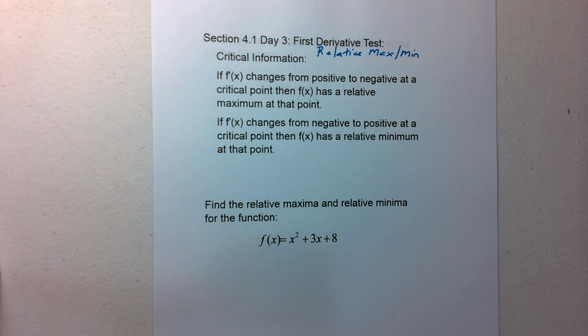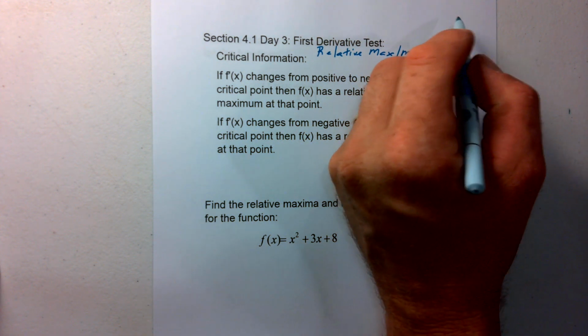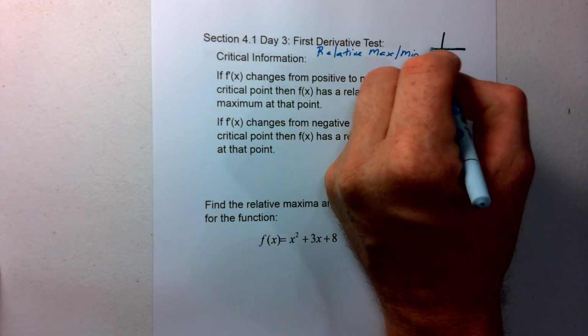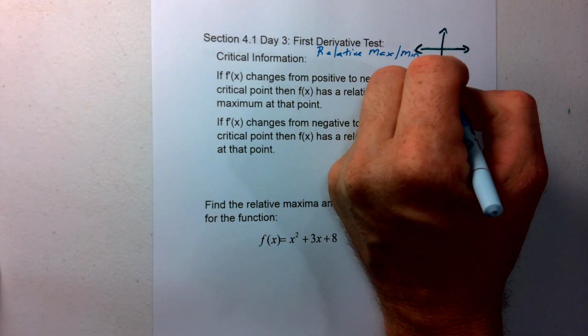We're going to finish up section 4.1 with the first derivative test and talking about relative extrema. When we talk about relative extrema, we're talking about the relative maximum and relative minimum. Again, we've talked about these in Algebra 2. We've talked about them in pre-calculus. Where do those relative maximums and minimums occur, and how does it happen?